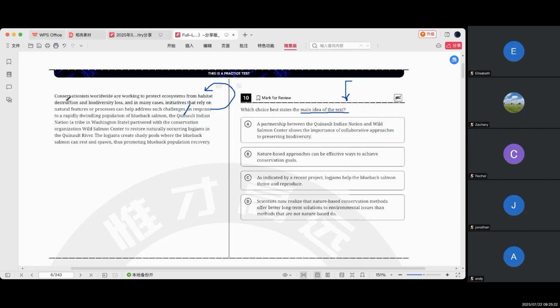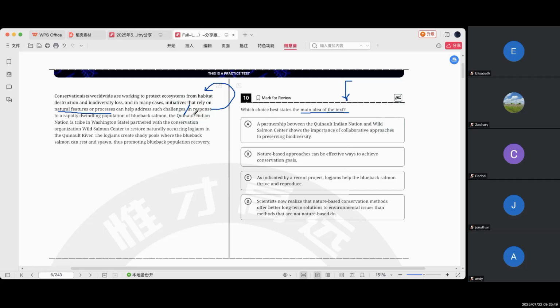The first sentence is saying that conservationists worldwide are working to protect ecosystems from habitat destruction and biodiversity loss. And in many cases, their initiatives rely on natural features or processes that can help address the challenges. So the main claim is that if we base it on natural features or natural processes, it will be more efficient.